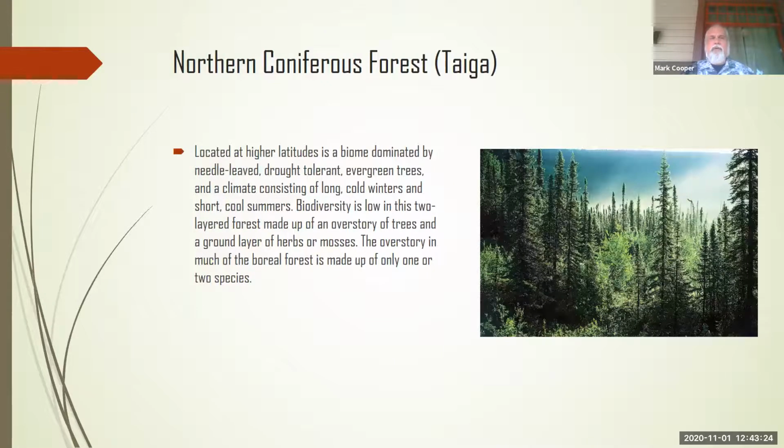And then the northern coniferous forest is what your book calls it. It's really considered to be the taiga. For this one, you want to really consider cold winters for sure, and short, cool summers even. This is usually the mountain ranges. These are the pine trees. You see pine tree, you want to think of taiga. Taiga is the example of that.